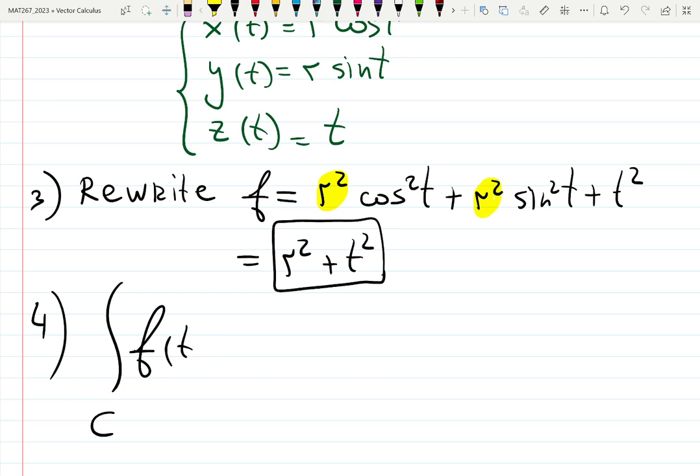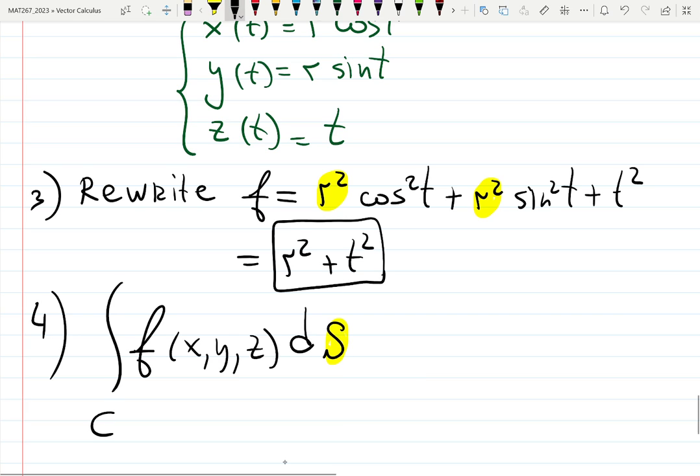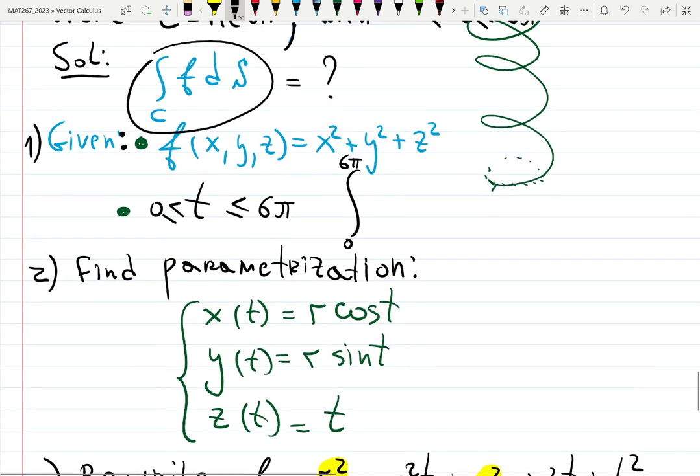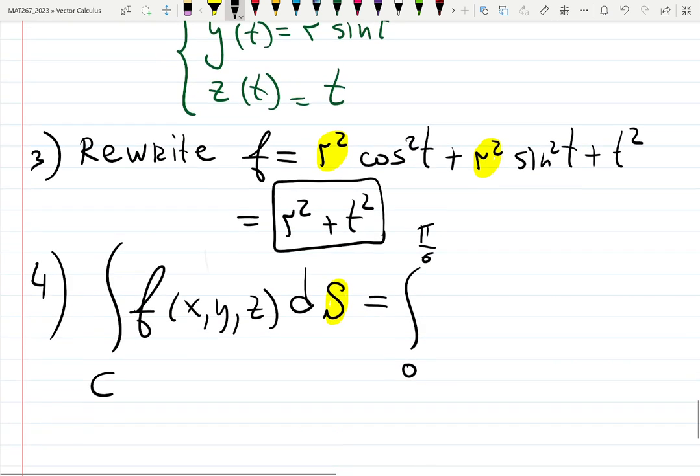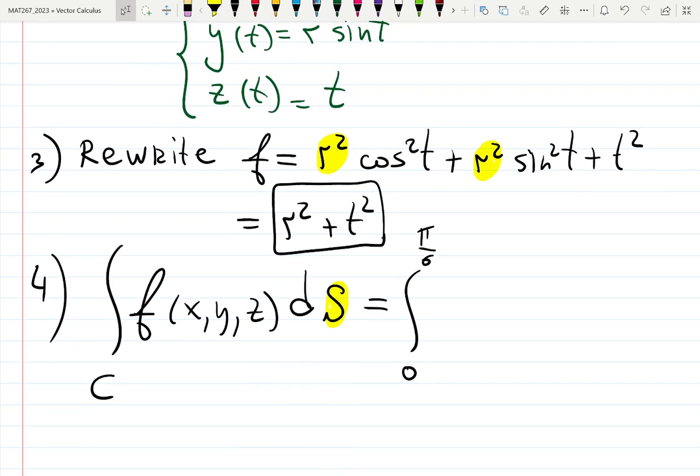Let's first not do that. F was depending on x, y, and z. And ds, that's notation for the line integral, has a formula. We figure out it's going to be in terms of dt. T is from 0 to 6 pi, that was given. So on the helix, we're going to stop at some point.